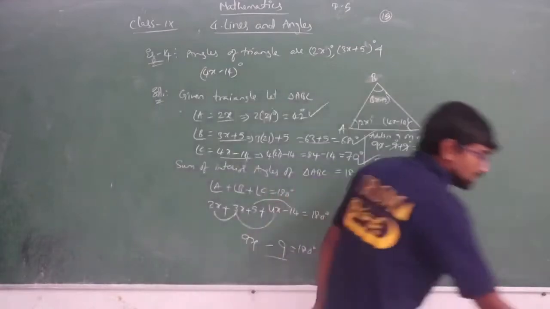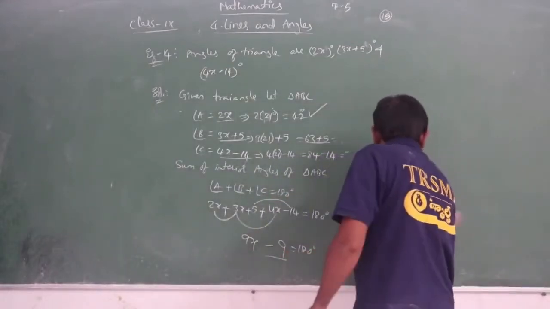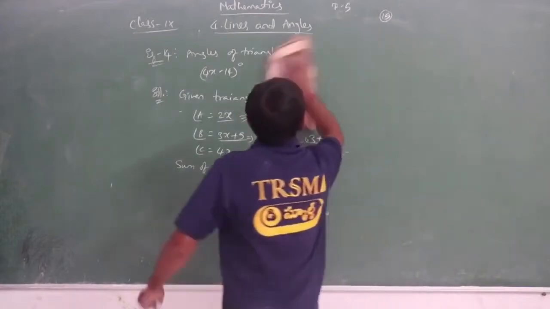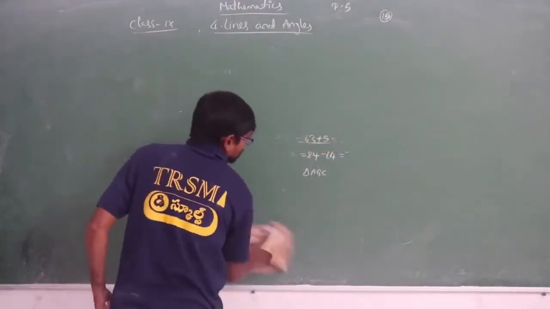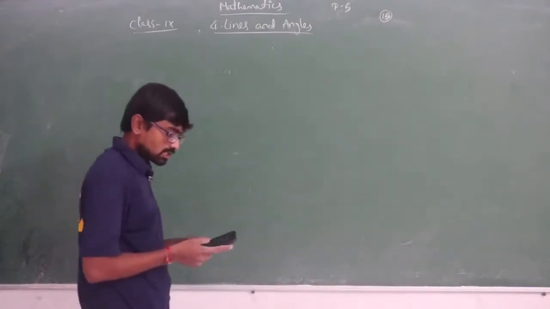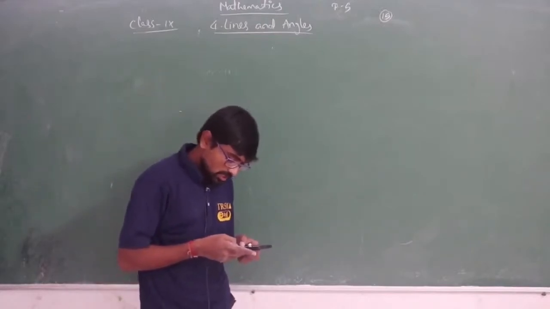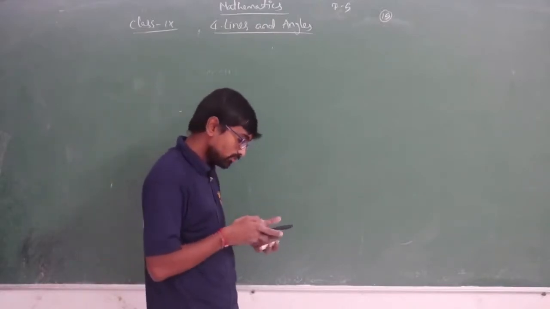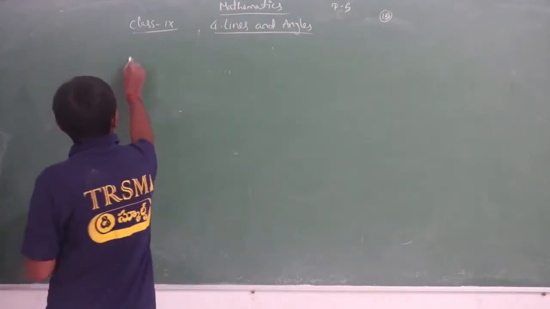Now let us do one more example. Basically this exercise fully depends upon the triangles, the angle sum properties of triangles. Next, similarly, coming to example number 15.